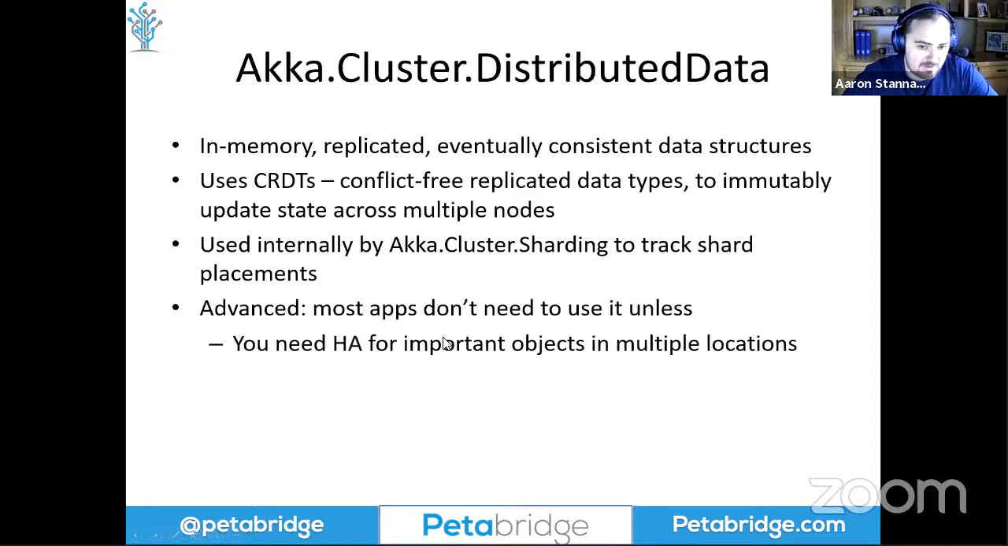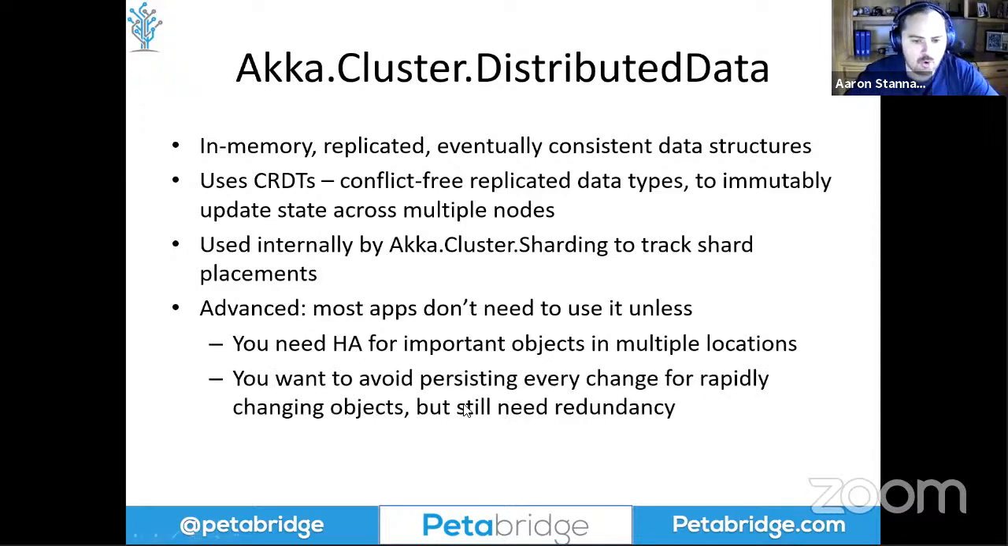Most apps don't need it unless you want really high availability for important objects in multiple locations. So if you're building something like a foreign currency trading platform, and you need to maintain a live cache of all the different exchange rates and different providers, that might be something you'd stick in DData. Or you want to avoid persisting every change for rapidly updating objects, but you still want some redundancy in case a node goes down. Akka.Cluster.DistributedData can help offer that to you.